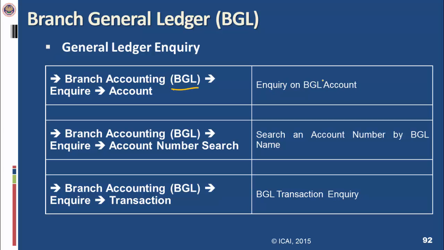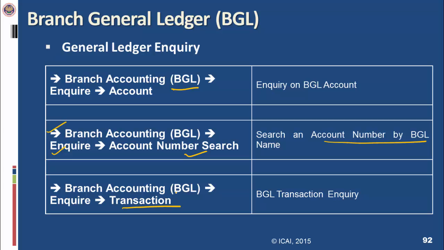We can inquire on the BGL account by going to the branch accounting BGL inquiry account. If you want to search an account number of BGL, because generally the BGL numbers are numeric, it becomes extremely difficult to remember all the numbers. So we can search it with text, let's say rent or some other text. If we want to verify the rent expenditure, then we can go to the branch accounting BGL inquiry account number search. Now branch accounting general transaction verification is done through this.